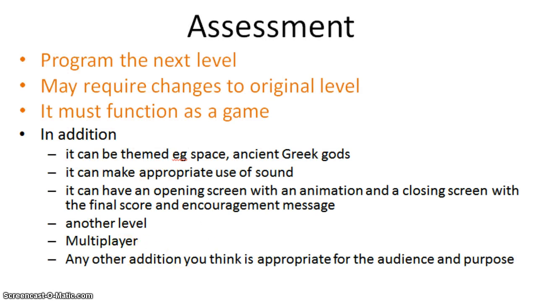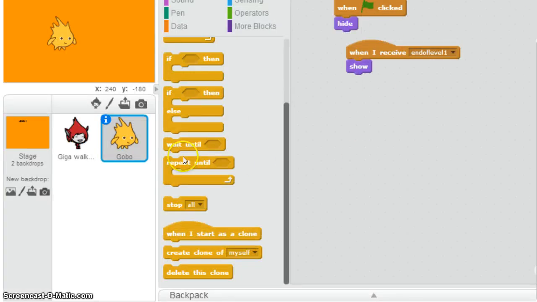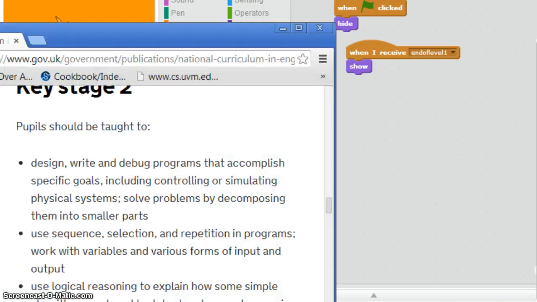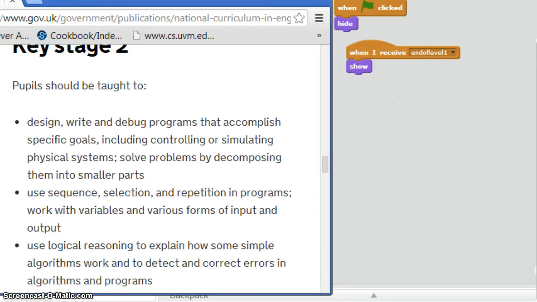And when we think about assessment, if we look at our game here, so this is the code that they're going to implement, and for this level to be a fully functioning part of the game, we can assess it in terms of the curriculum. So we should be able to assess whether they have designed, written and debugged programs that accomplish the goal that we have set, which is to design this level.